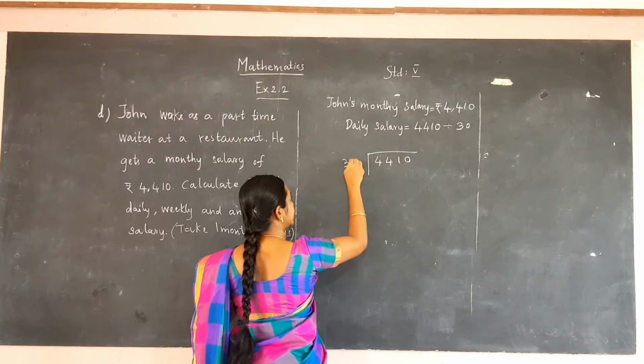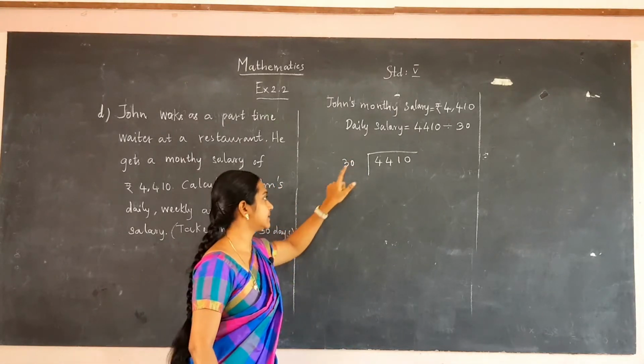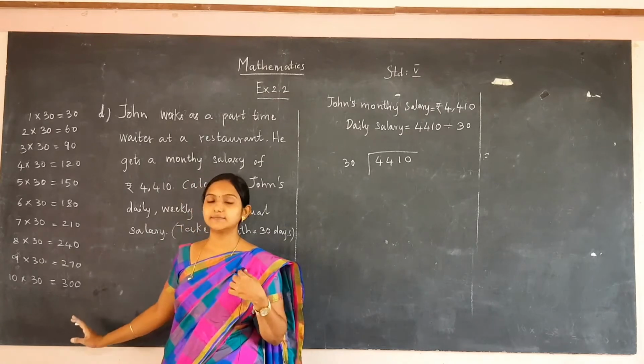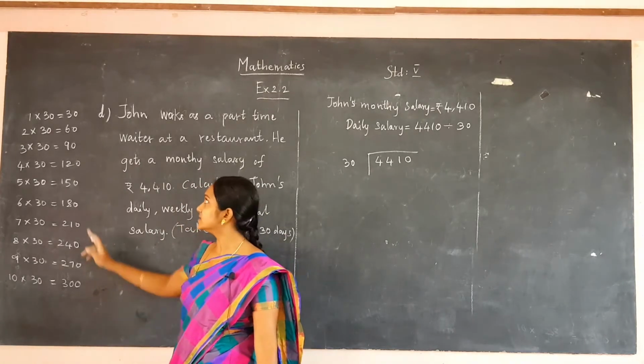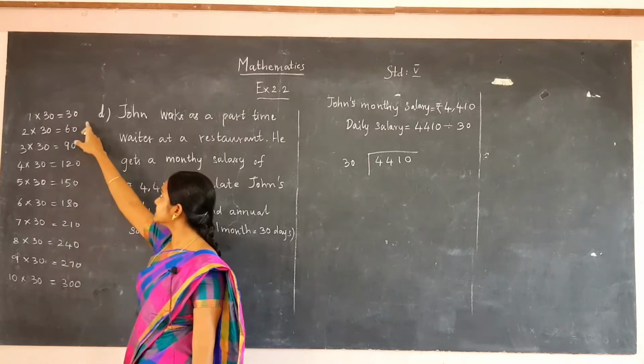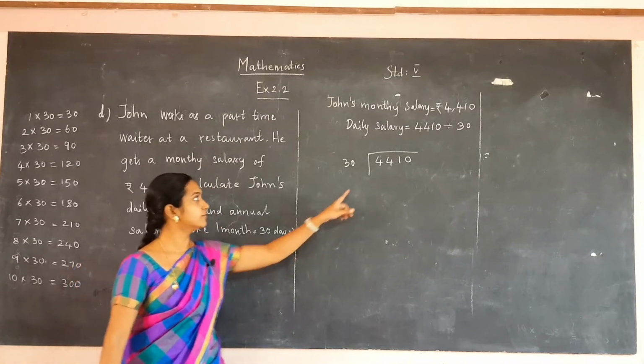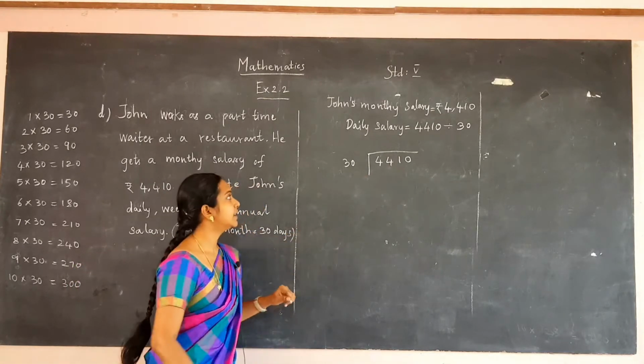with 30. For dividing, we must know 30th table. 30th table is same as 3 tables. See here, all the numbers are in 3 table. We have to just add 0 at the end. We will get the 30th table. Now we are going to divide 4,410 by 30.